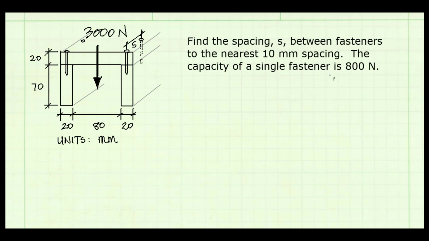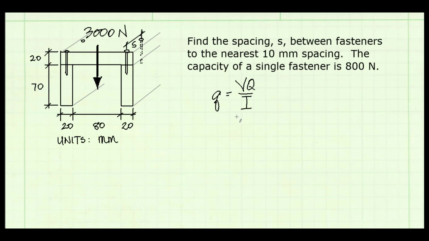And the capacity we were given of a single fastener, that's the shear strength capacity. It's 800 newtons. Here's the equation we're going to use. It's the shear flow equation. We know V, it's 3,000 newtons. We need to find Q and I.